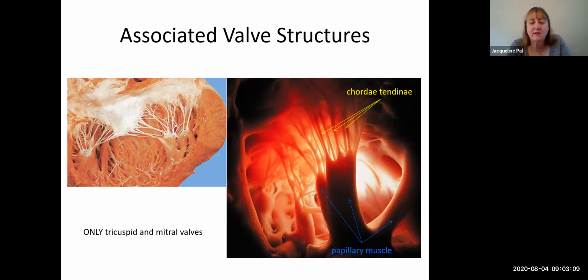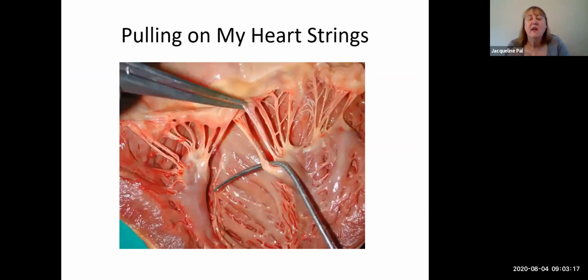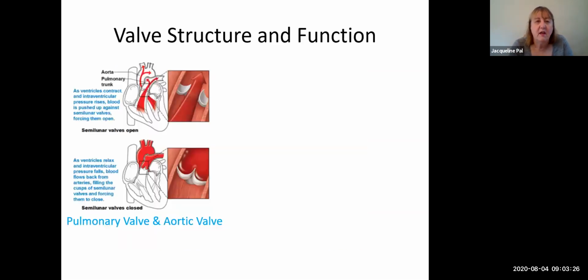And this muscle is known as papillary muscle. So depending on which chamber, you either have 2 or 3 papillary muscles. So if you've ever heard the saying, you're pulling on my heartstrings, basically they were referring to the chordae tendineae of the heart. So how do these valves work?